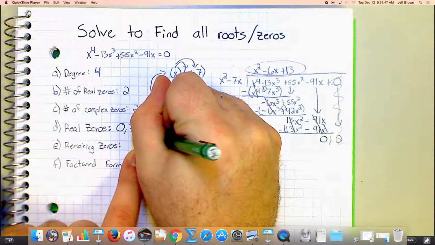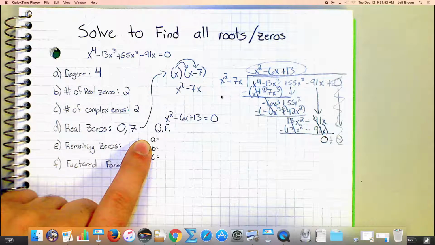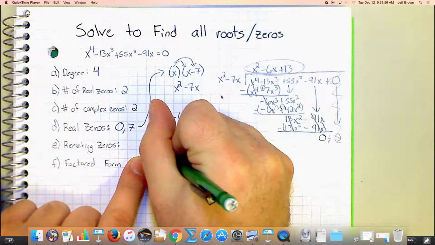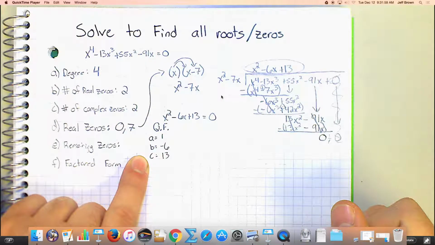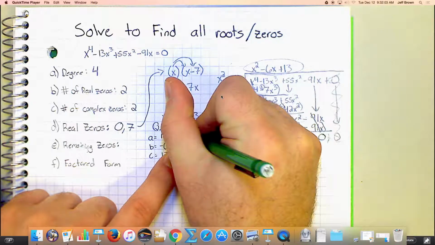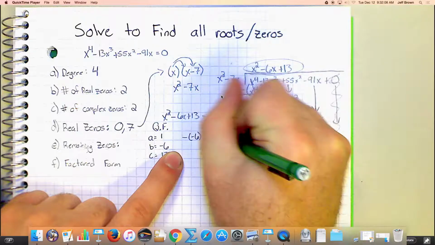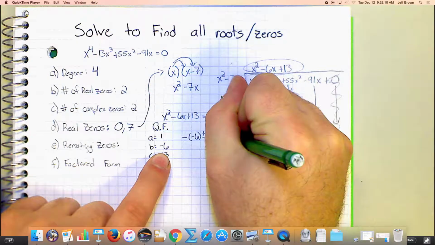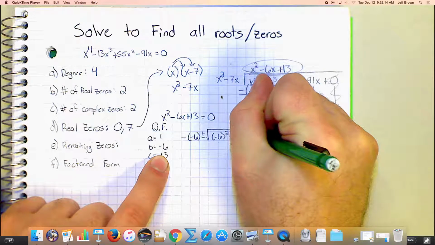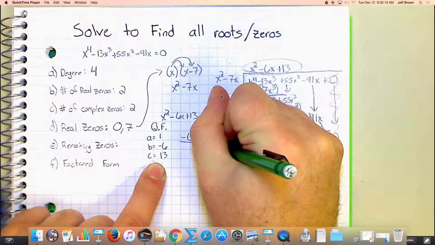So let's go ahead and find a, b, and c, and we'll plug them in and figure out if we can simplify this thing down. Okay, so my a value here is 1, my b is negative 6, and my c is 13. If I simplify from there, I'm going to have negative 6 plus or minus the square root of b squared, which is negative 6 squared, minus 4 times a, which is 1, times c, which is 13, all divided by 2 times 1.